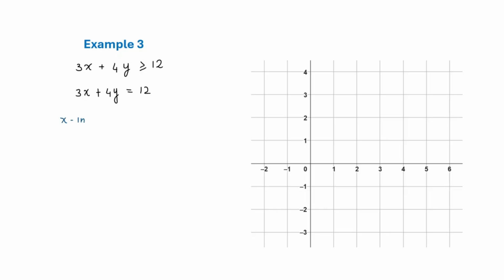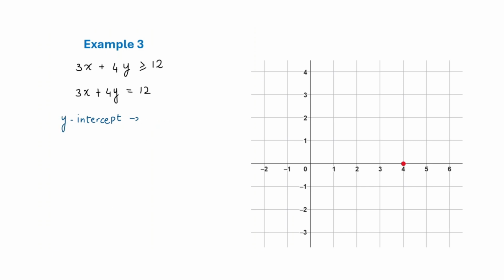Let's find the x-intercept first. To find the x-intercept, we set y equal to 0. So we substitute y equals 0 into the boundary line. This gives 3x plus 4 times 0 is equal to 12. So 3x is equal to 12. Divide both sides by 3. X is equal to 4. So the x-intercept is the point 4, 0. We plot this point on the graph.